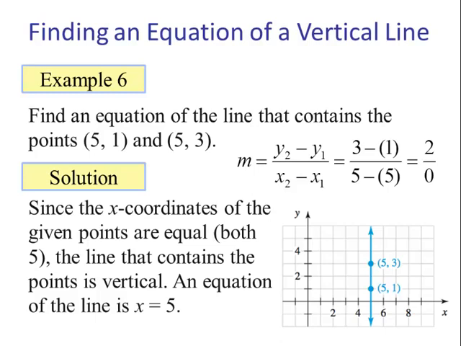So the equation of a vertical line is the only straight line that cannot be written in the form y equals mx plus b, because the slope is undefined.